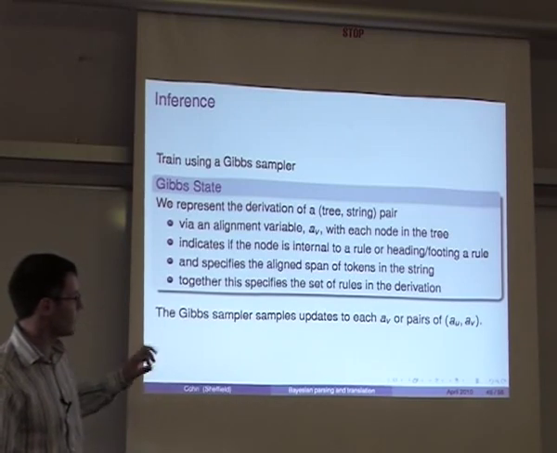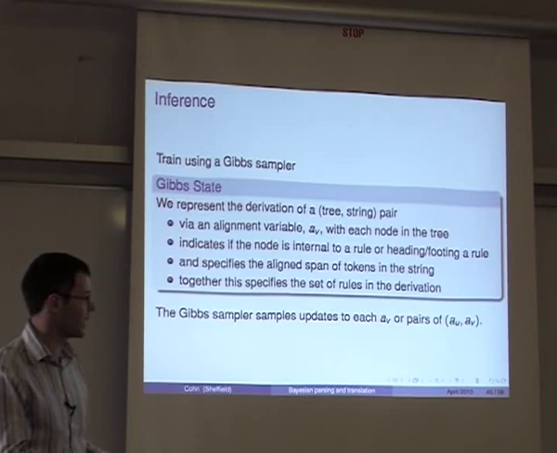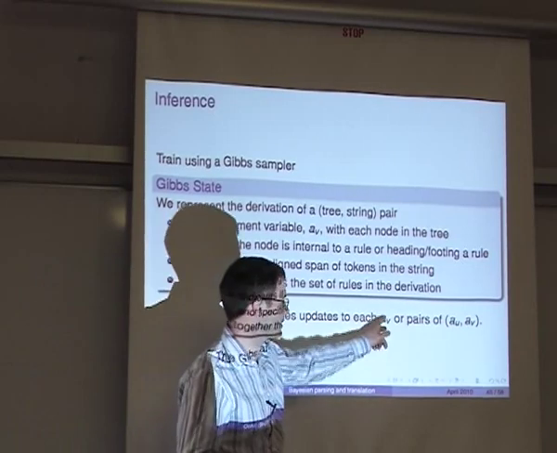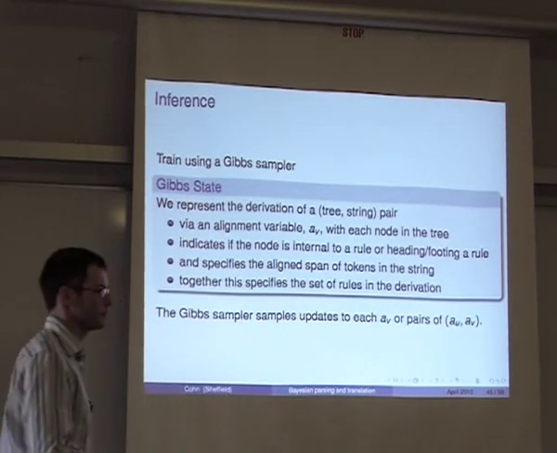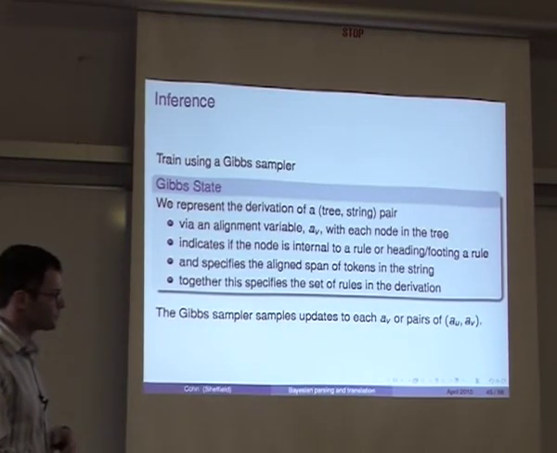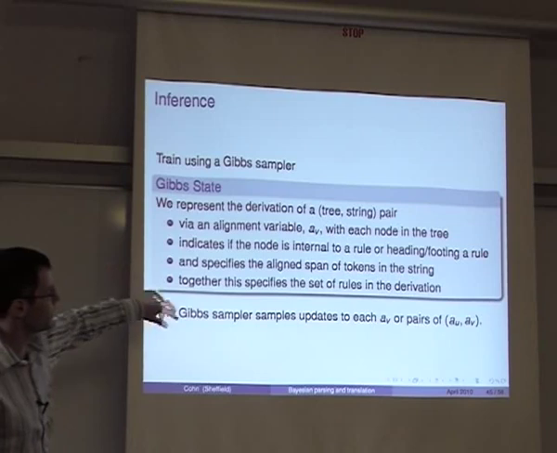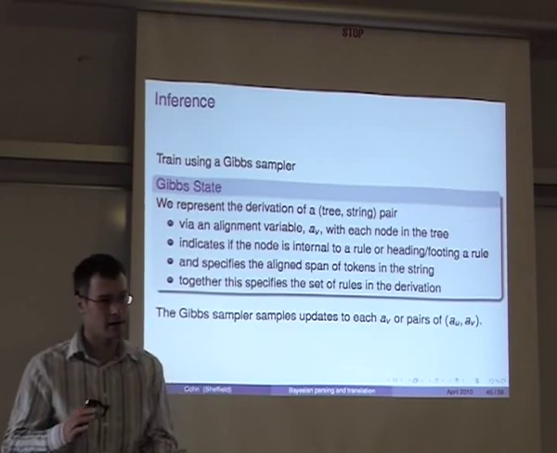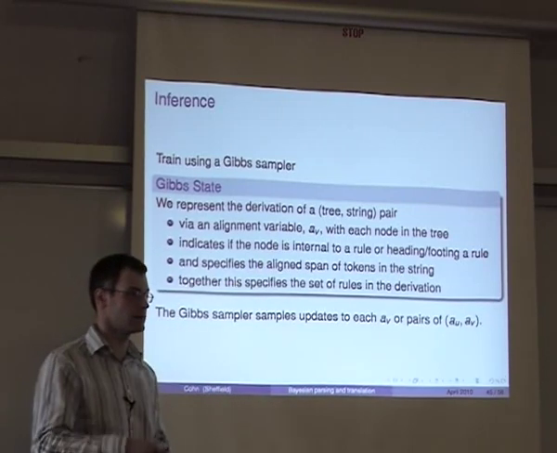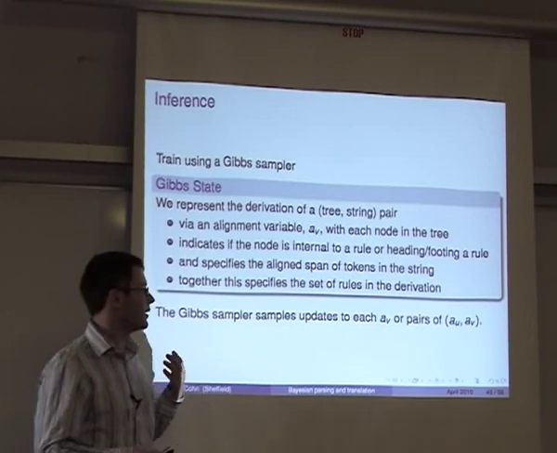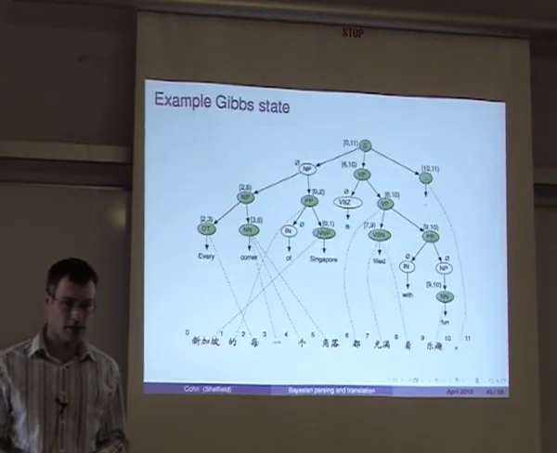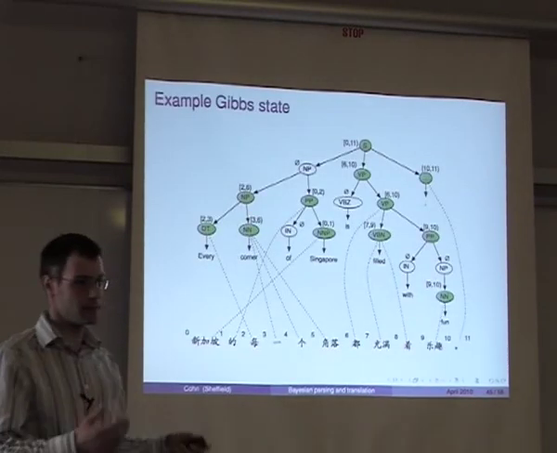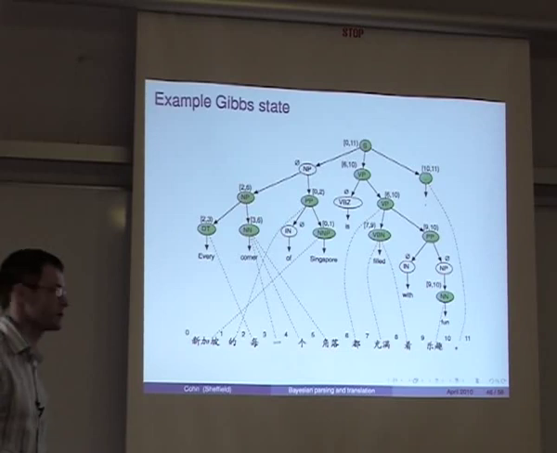So we then define a Gibbs Sampler to update each alignment variable, and it also applies to pairs. There's a special operation to make it move a bit faster. Now, bear in mind that when you update one variable, it can invalidate others because you can't have overlapping spans, and there are a whole lot of constraints on what alignments can actually be consistent with the tree string pair, which I'll show you in a sec. So doing these updates is actually quite tricky. You have to be quite careful.